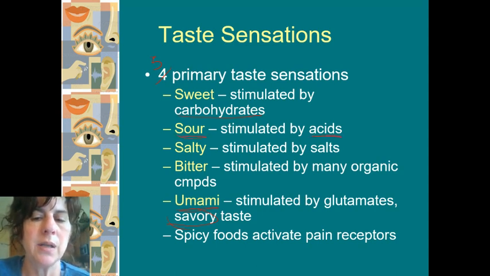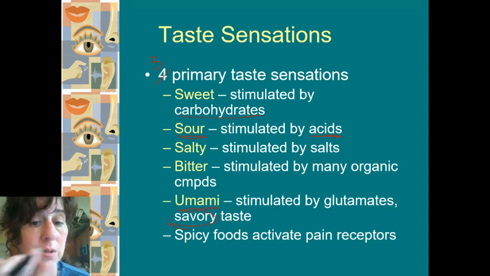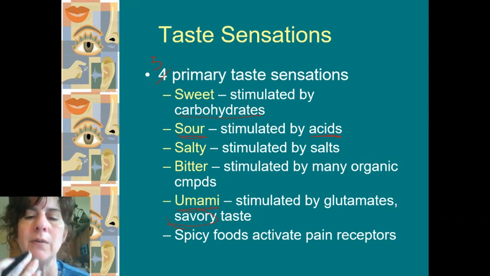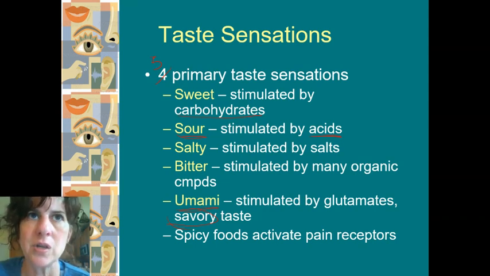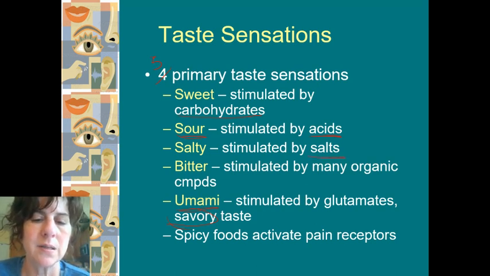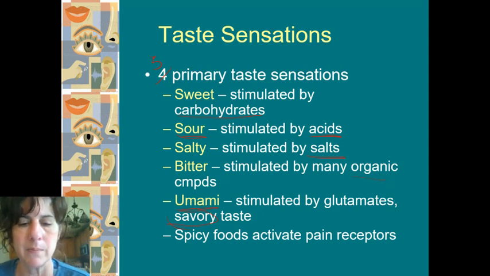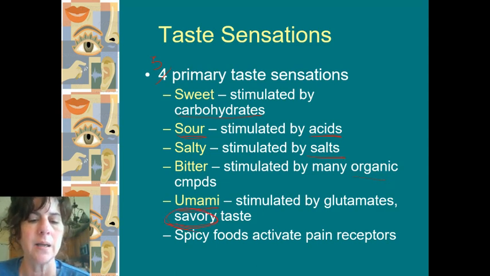Sour is stimulated by acids, and you get that extreme sour taste. Depending on your genetics, you may or may not like those as well. Everybody has a little bit different genetics, learning, that kind of stuff. Salty is obviously with salt, and then bitter. You have all kinds of organic compounds that do the bitter, but you end up with that bitter taste. But umami is that savory taste.